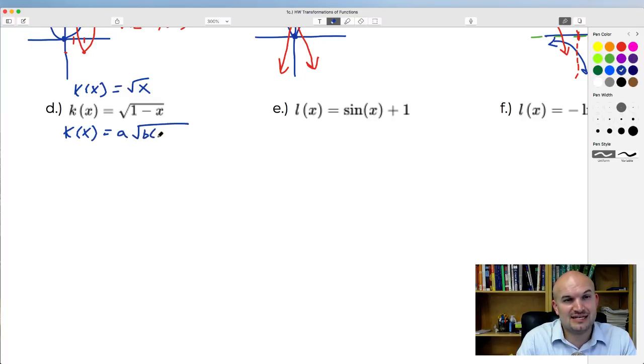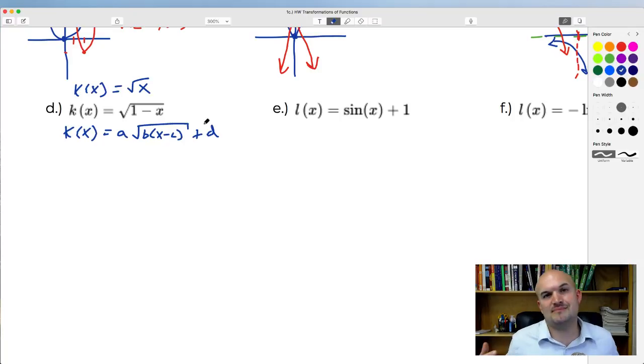B times x minus c, I'll close that radical, plus d. And you guys see I can do this for any function. It doesn't matter what the function is. I just plug in the a, b, and c so that I can transform it. Now the problem with this one, this doesn't look like anything there. So let's rewrite it in that format.